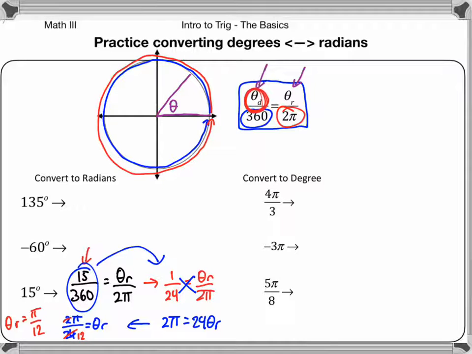In this case, I have 4 pi over 3, and I want to know how many degrees that is. So I'm going to plug that into theta r and solve for theta d. So this is the way that I set this thing up. Now, the right-hand side is going to be a little bit tricky if we have a fraction. So let's look at the setup up here, and how to simplify that out to make this problem easier.